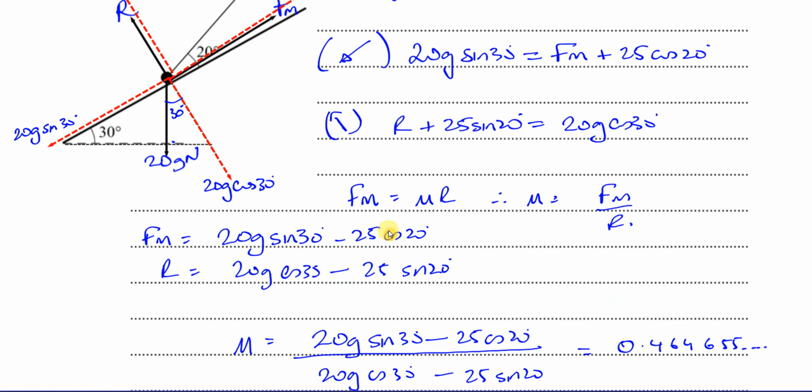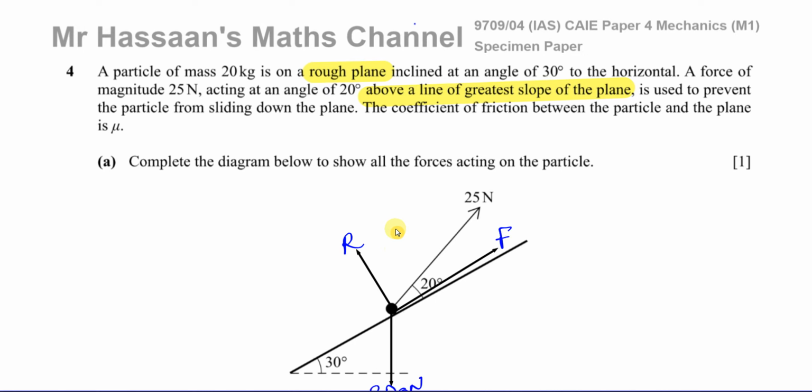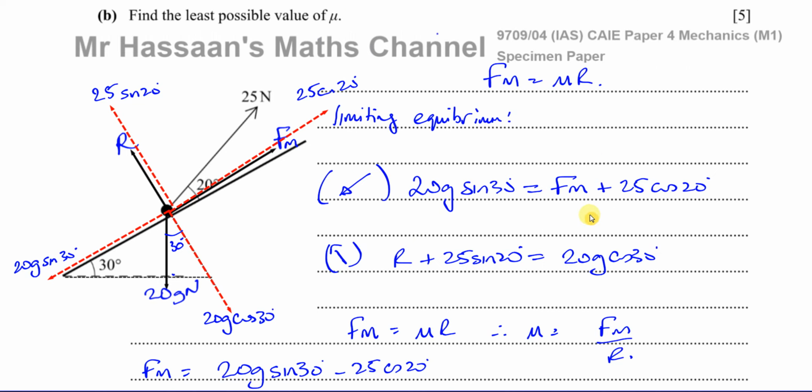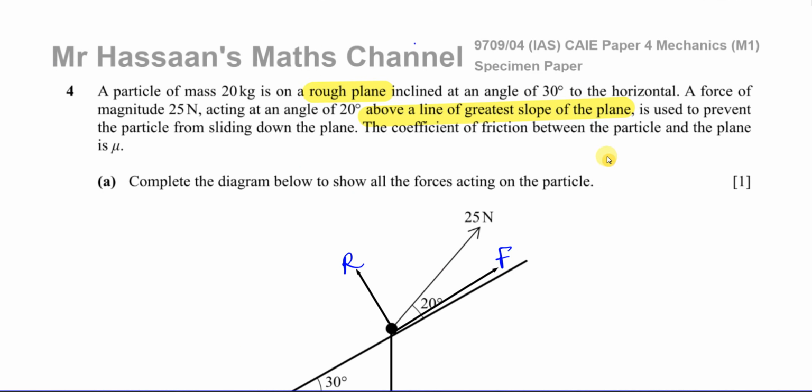To this question, parts A and B, that's done. That's question number 4 from the specimen paper. I hope that was clear. In these types of questions, when you have inclined planes, just resolving the forces will give you most of the marks of the question. Even if you didn't know what to do afterwards, that will give you most of the marks. But anyway, that concludes this question.